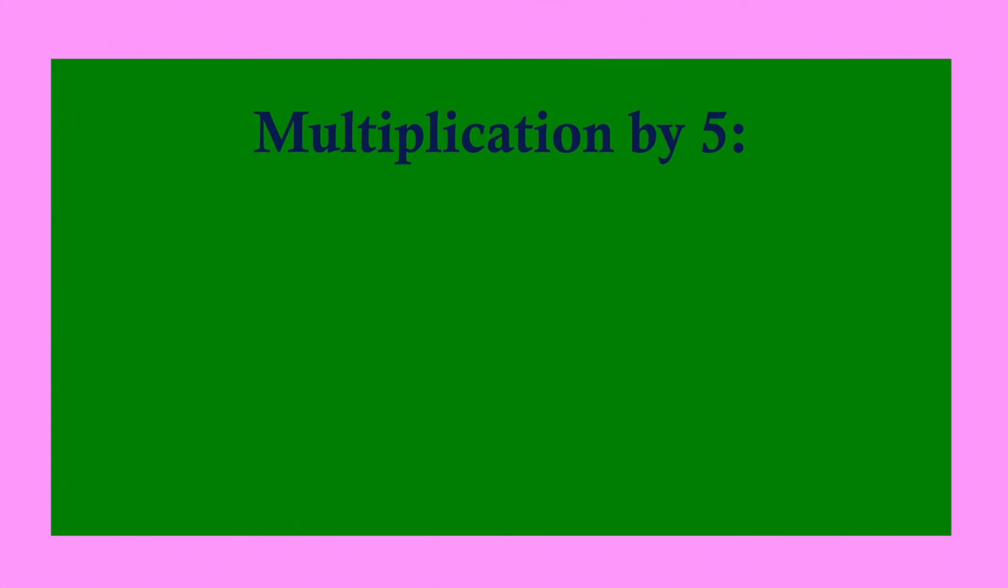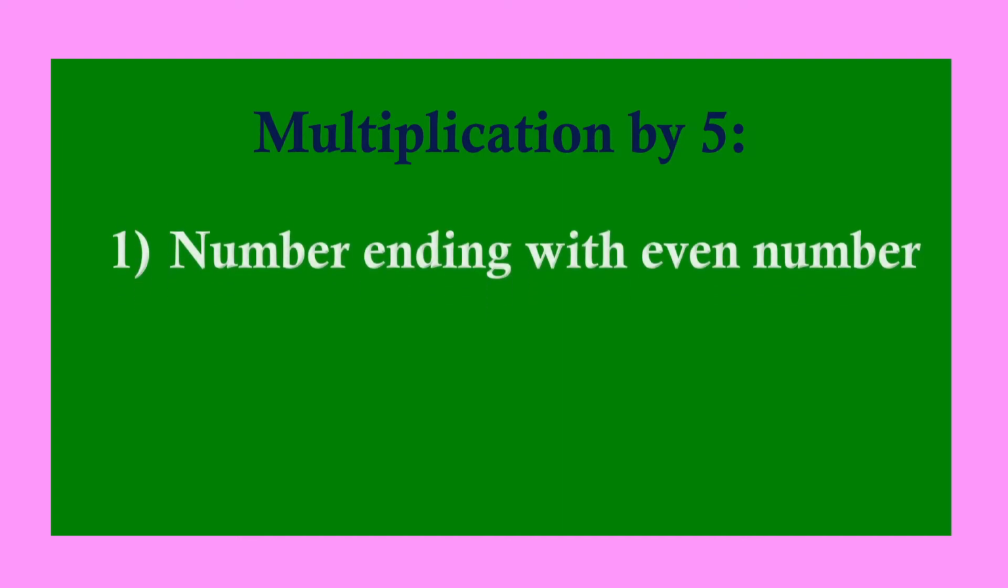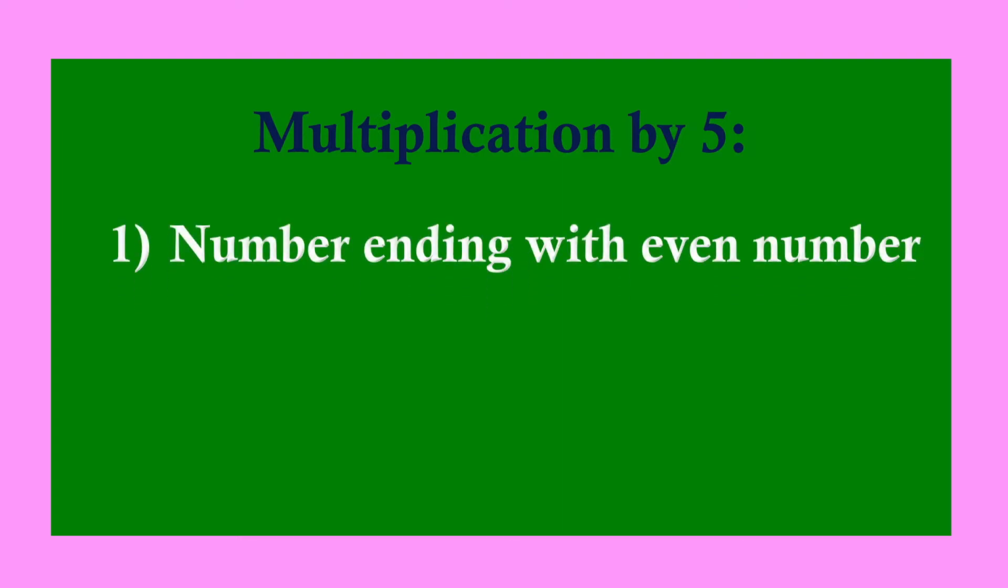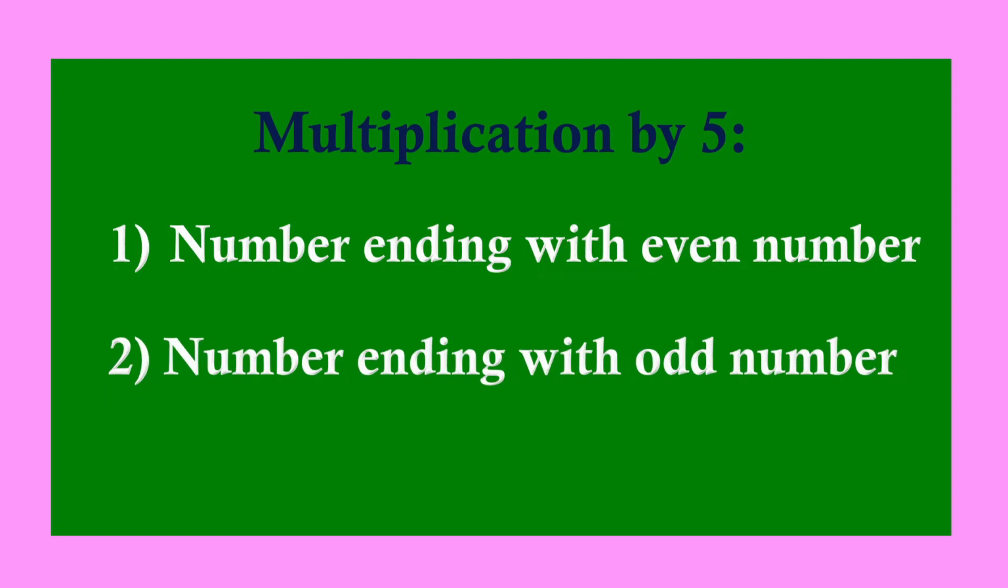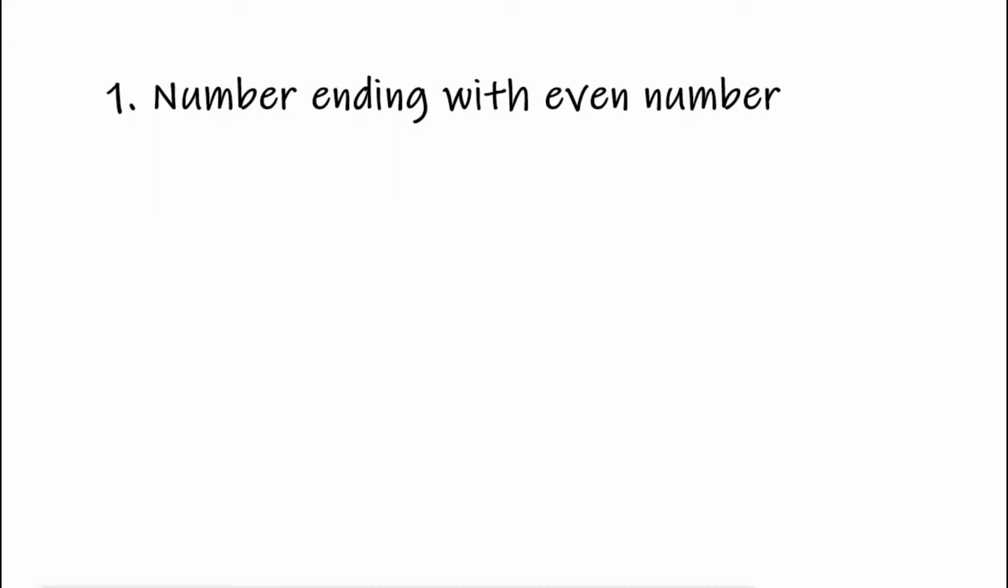Multiplication of any number by 5 is categorized in two ways. If we want to multiply any number by 5, that number may end with an even digit or an odd digit. There are two ways to identify the number and solve it using this trick. The first technique is for a number ending with an even digit, and the second technique is for a number ending with an odd digit.